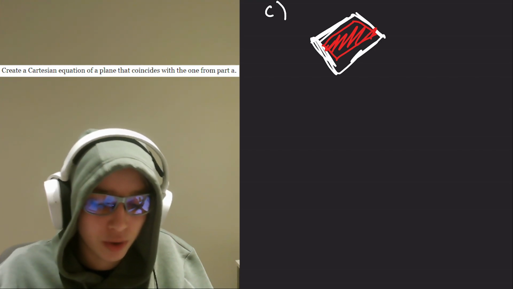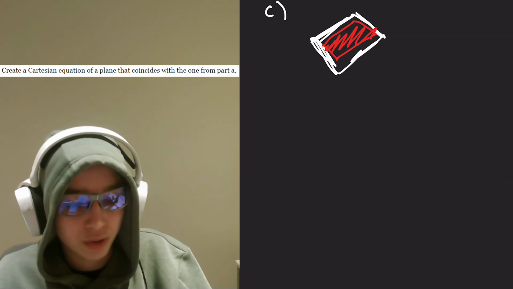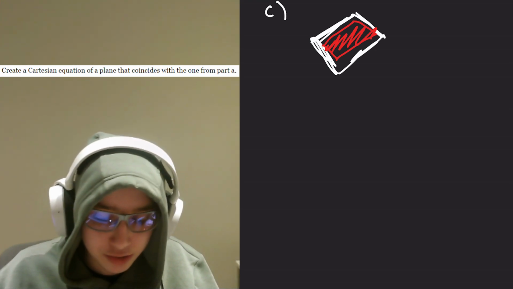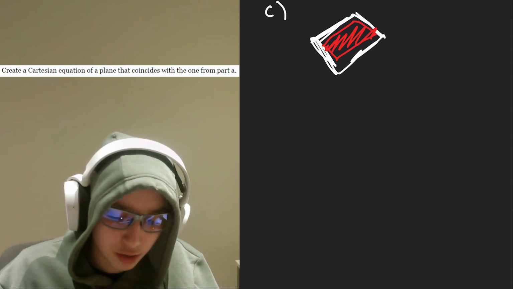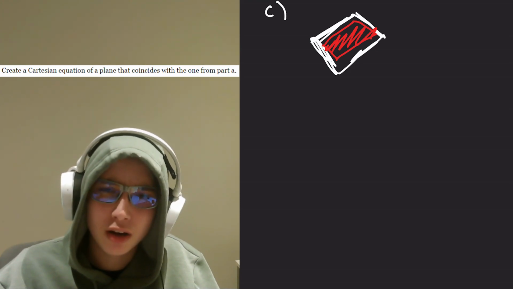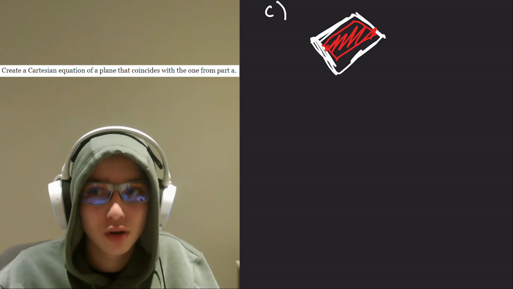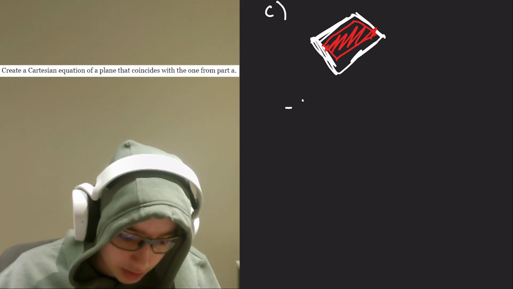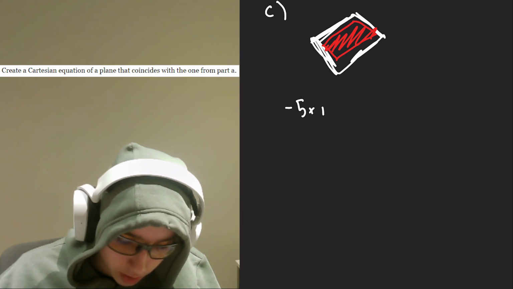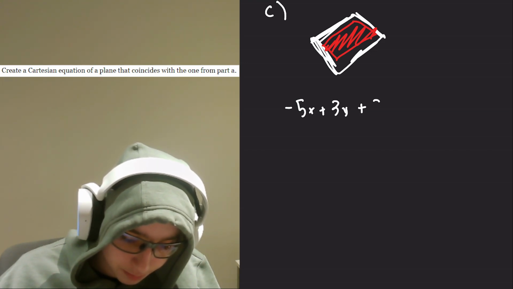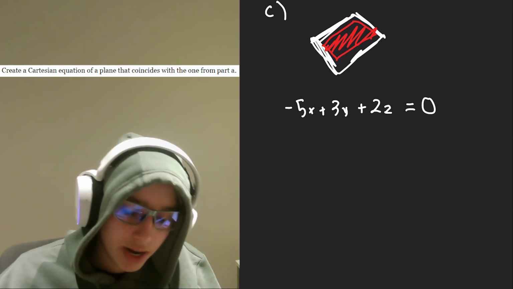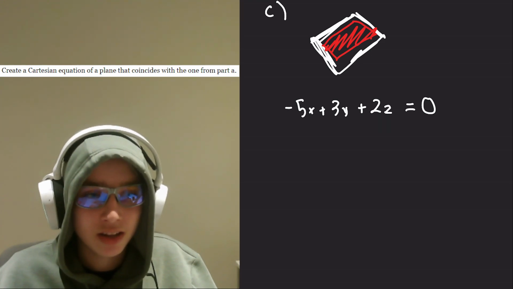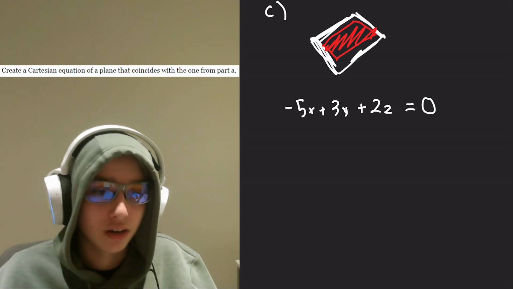So we need to create an equation that coincides with the plane from part A. So in order to do this, what we're going to need to do is basically make a Cartesian equation that's a multiple of the one from part A. So if you don't recall, the Cartesian equation from part A is negative 5x plus 3y plus 2z is equal to 0. And if we want to make a plane that lies on top of it, let's just make a plane that is a factor of this one.